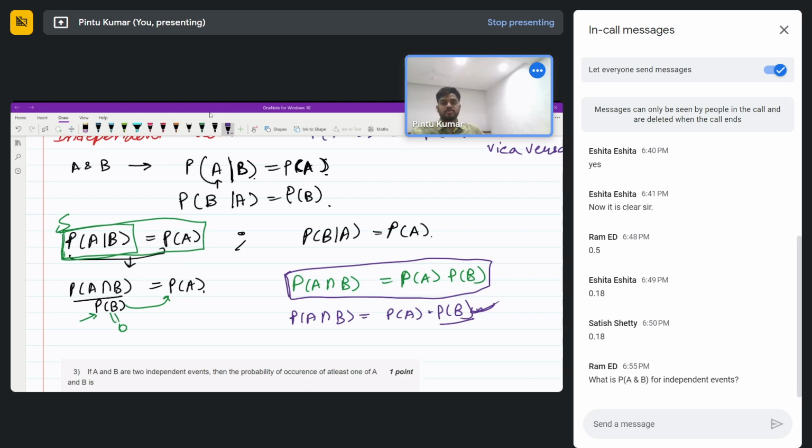Any doubt in this? What are independent events? I guess I answered your question. What is probability of A and B? Intersection means and. So probability of A and B is probability of A into probability of B.